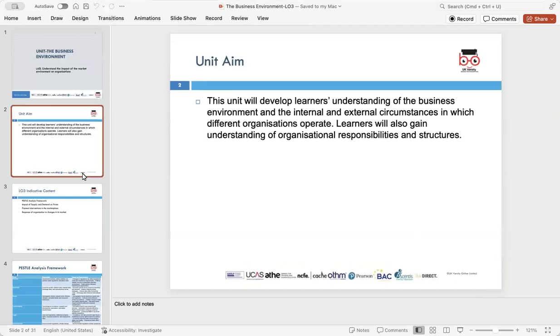Unit aim. The aim of this unit is to develop your understanding of how various market forces shape organizations' behavior and performance. By the end of this unit, I believe you will gain insight into the internal and external circumstances in which different organizations operate, the responsibilities and structure within organizations that are influenced by market dynamics, and how organizations can effectively respond to changes in the market environment.